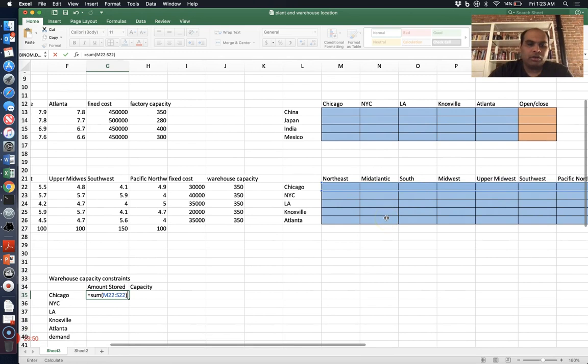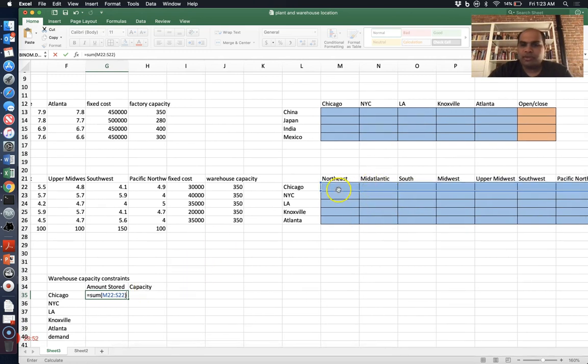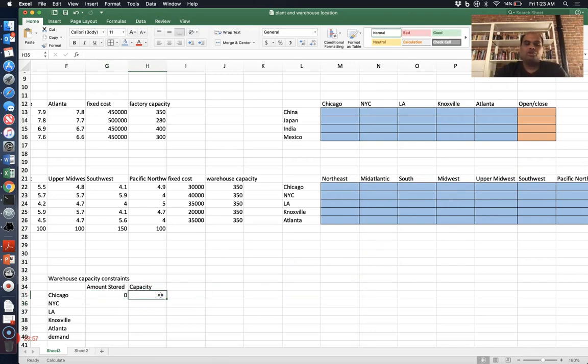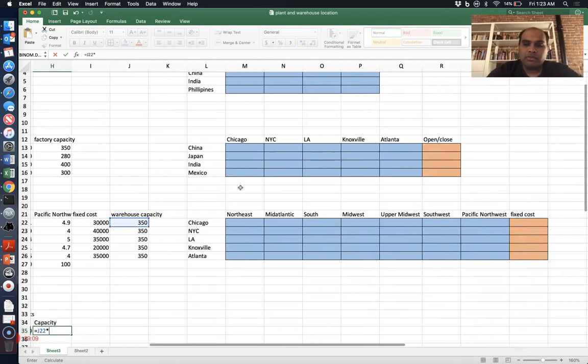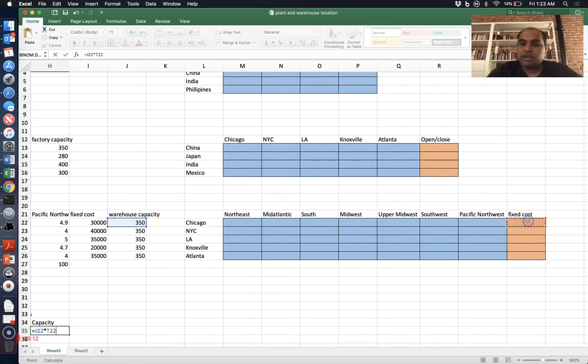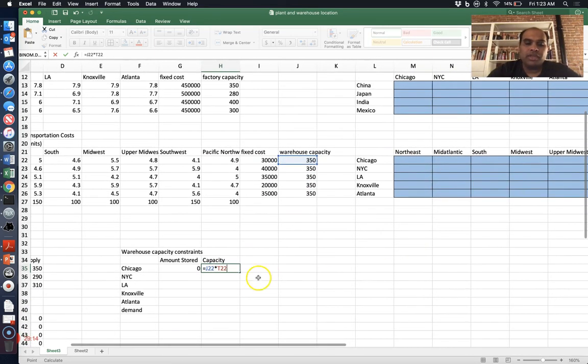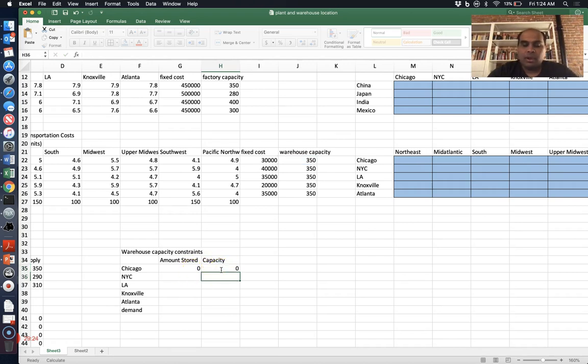So everything that is supplied out of the Chicago warehouse should be less than or equal to the capacity of the warehouse. The capacity of the warehouse is 350, but only if that warehouse is open. So it's the capacity of the warehouse times the variable which decides if the warehouse is open or not. Again, this is very similar to the capacity at plant location constraint. This is the amount that can potentially be stored, and that cannot exceed the capacity of the warehouse.